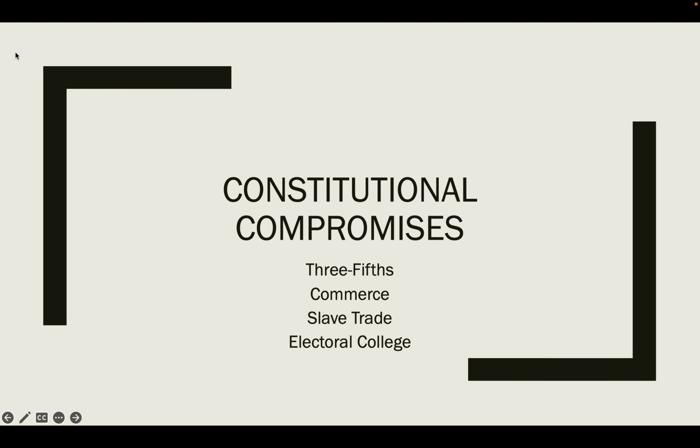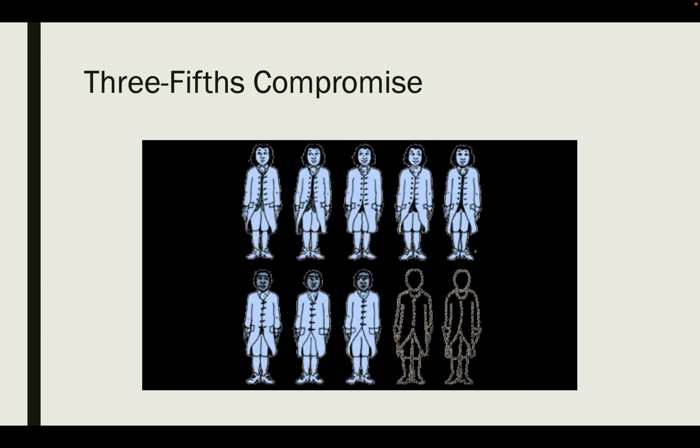We're going to look at some of the constitutional compromises done at the Constitutional Convention. First one we're going to look at is the 3/5 compromise. So the 3/5 compromise is all about representation. Again, the idea of representation being so important to the states.